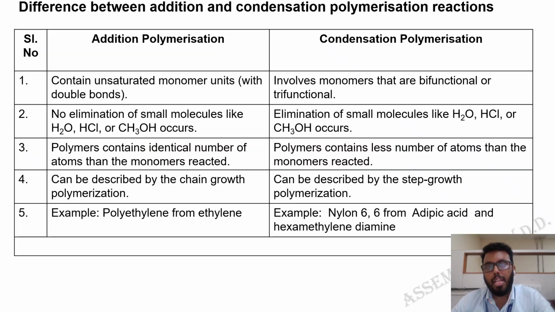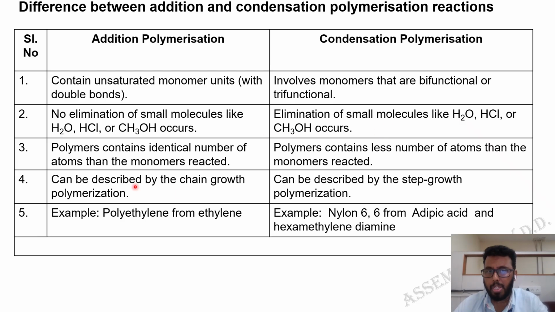This is also an important question in polymer chemistry: the difference between addition and condensation polymerization reactions. For example, addition polymerization, we know, involves an unsaturated monomer unit with a double bond. Condensation polymerization involves monomers that are bifunctional or trifunctional, which means functionality will be 2 or 3. So the chain will grow, and in addition polymerization no elimination of small molecules like water, HCl or methanol occurs. But in condensation polymerization, as we already saw with nylon 6,6, one water molecule is removed. So like that, water, HCl or methanol will be eliminated.